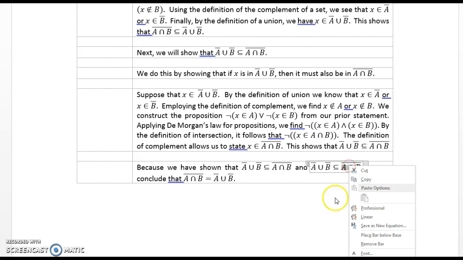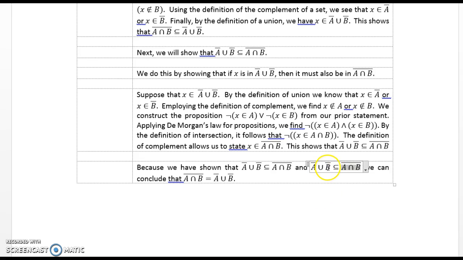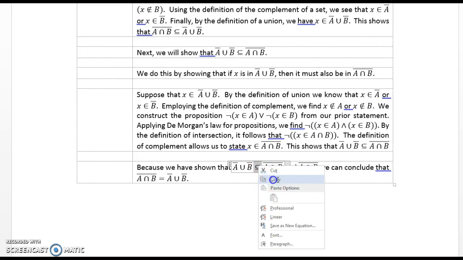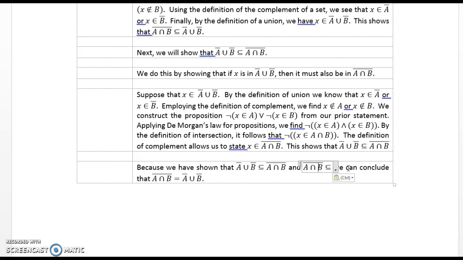Having shown both directions, we can conclude that the two sets are equal.